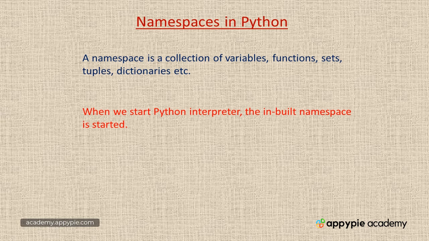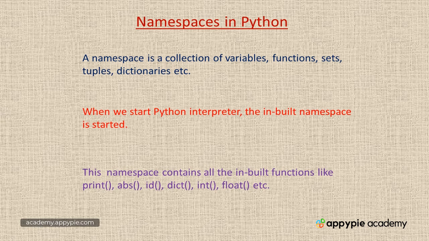When we start the Python interpreter, the inbuilt namespace is started. This namespace contains all the inbuilt functions that we have been using so far, or we are going to use in the coming lectures, like print, abs, id, dict, int, float, etc. There are hundreds and hundreds of inbuilt functions in Python, and they become readily available when we start our Python interpreter.